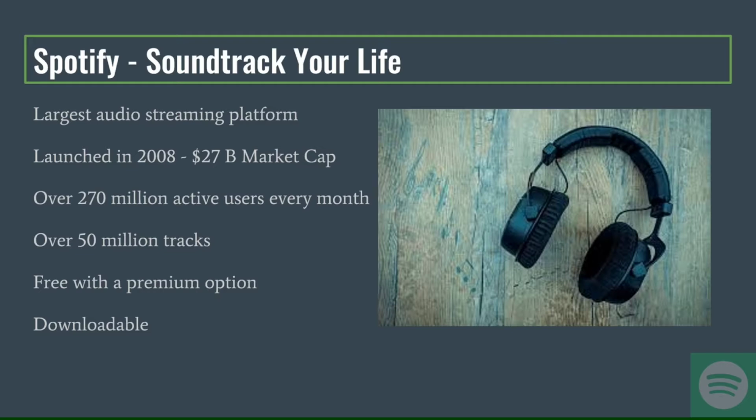Spotify's current catalog has over 50 million tracks. With an average song length of 3 minutes, that is over 285 years of music. It is available for free with limited functionality and choice, and the premium option allows downloading content for offline use.